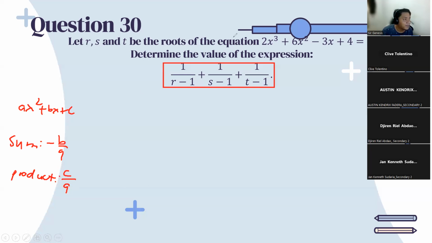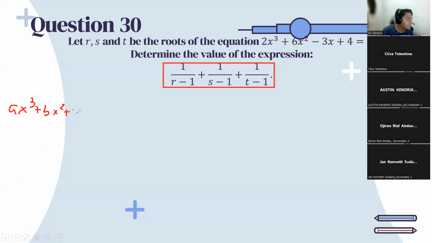Okay. However, we are given a cubic function here, so Vieta's formula will also be adjusted. If you have ax cubed plus bx squared plus cx plus d, then for our Vieta's formula, let's say the roots are R, S, and T. The sum, R plus S plus T, will just be equal to negative B over A. The product, R, S, and T, will be negative D over A.